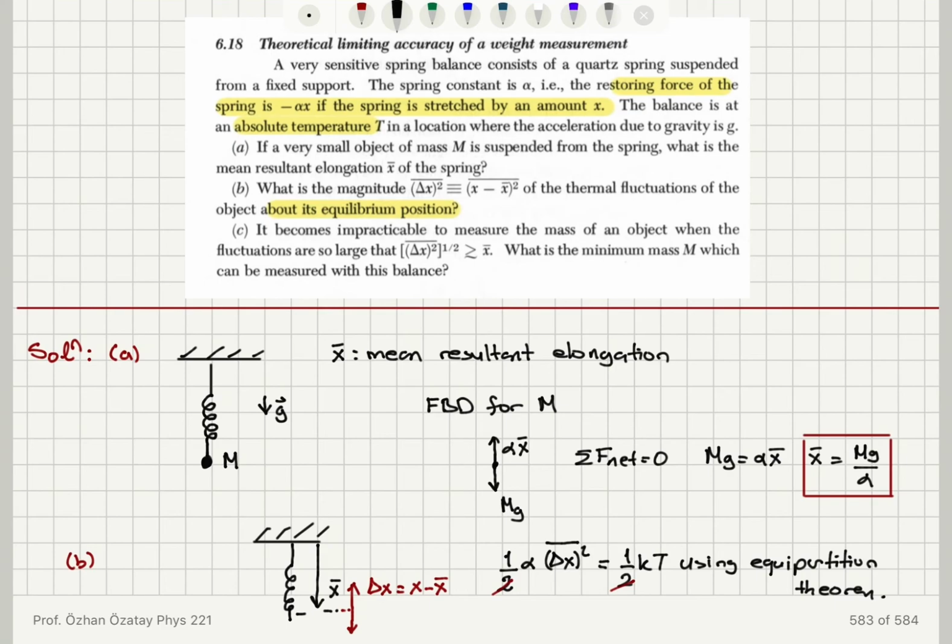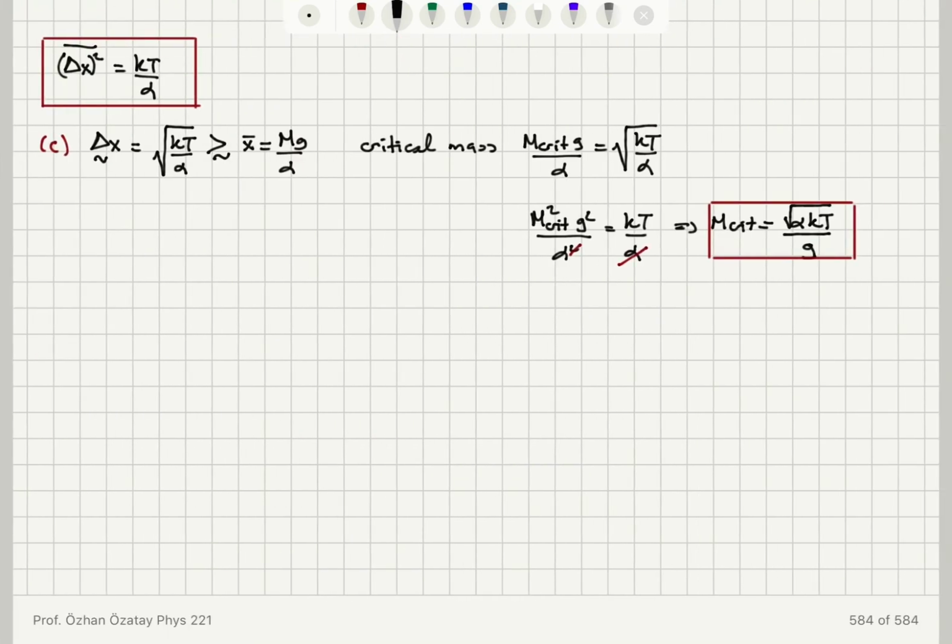And then we're looking at fluctuations about this new equilibrium position, x bar. So those are delta x, x minus x bar, and 1 over 2 alpha delta x square mean value, that's the potential energy, is half a kT using the equipartition theorem. So delta x square bar is kT over alpha. And it becomes impracticable to measure the mass of an object when the fluctuations are too large. If the fluctuation amplitude, square root kT over alpha, is comparable to or greater than x bar, the mean elongation of the spring, we have a problem.